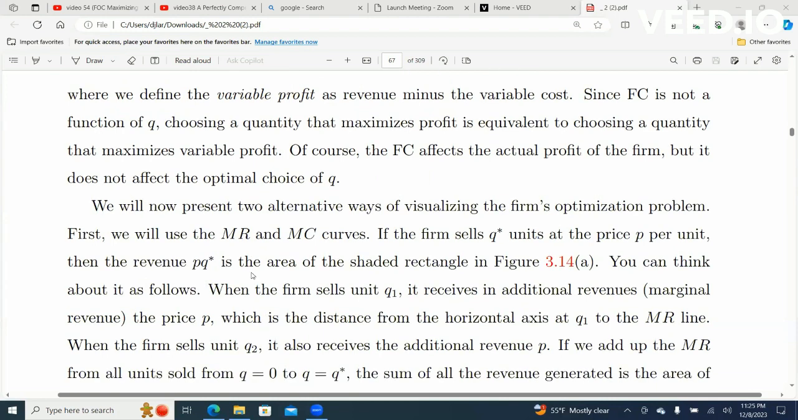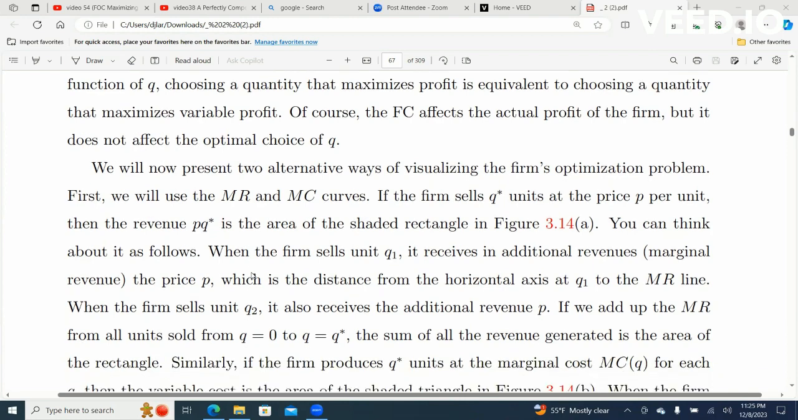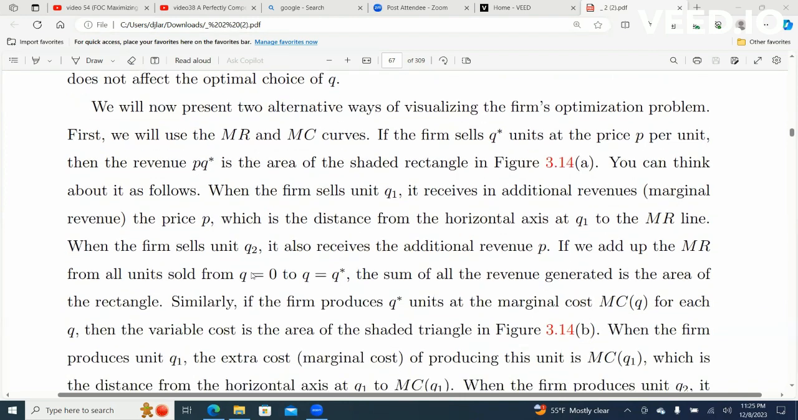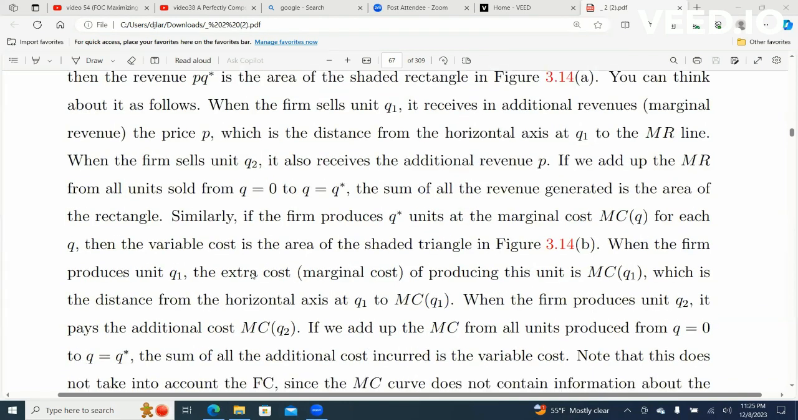Where we define the variable profit as revenue minus the variable cost. Since fixed cost is not a function of quantity, choosing a quantity that maximizes profit is equivalent to choosing a quantity that maximizes variable profit. Of course, the fixed cost affects the actual profit of the firm, but it does not affect the optimal choice of Q. How far into this do we have to go here?